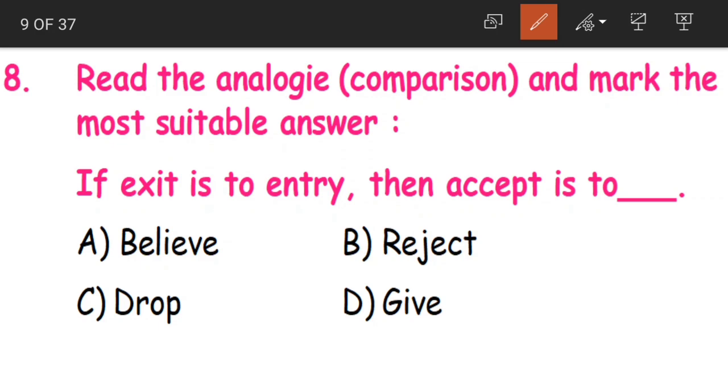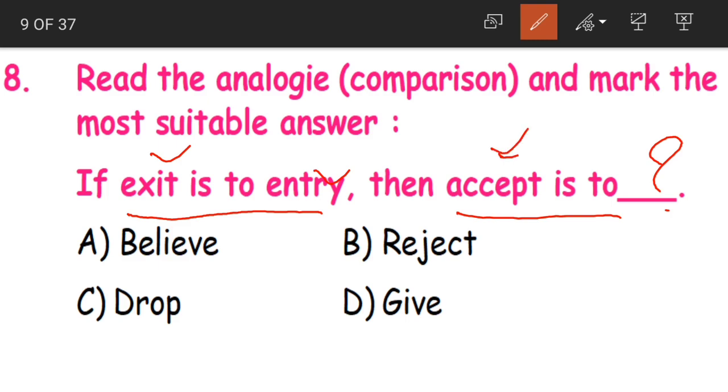The sentence is, if exit is to entry, then accept is to what? Exit, entry. What are these two words? Opposites. For exit, the opposite word is entry. Again, for entry, the opposite word is exit. Then for accept, we have to find the opposite. So, what is it? Either believe, reject, drop, or give. The answer is B, that is reject.